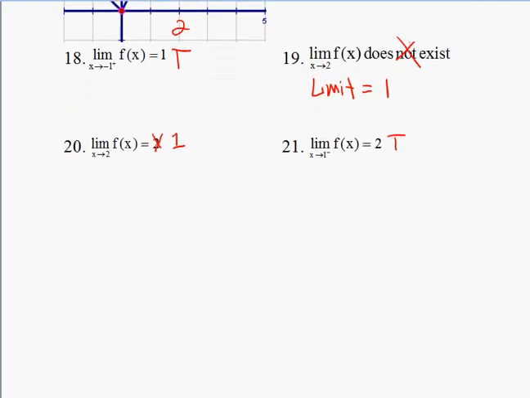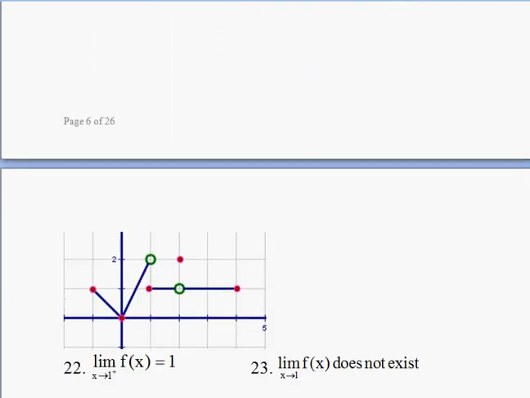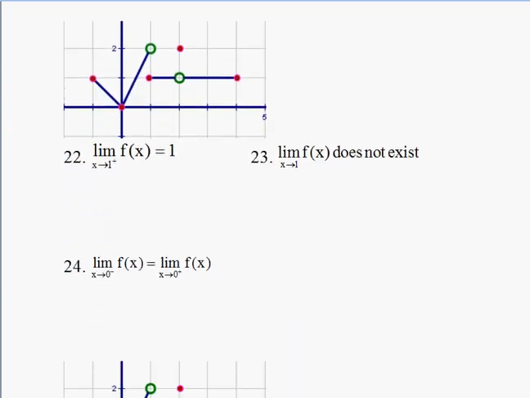Here's a couple more true-false questions with the same graph. So here is, as x approaches 1 from the right-hand side, my limit value was 1. So right-hand side, my limit value is 1. That's true. The limit as x approaches 1 does not exist. Well, my left-hand limit is 2. My right-hand limit is 1. Therefore, the limit doesn't exist. So this is also true. And does the left-hand limit at 0 equal the right-hand limit at 0? That's true. It's equal to 0, so that is true.